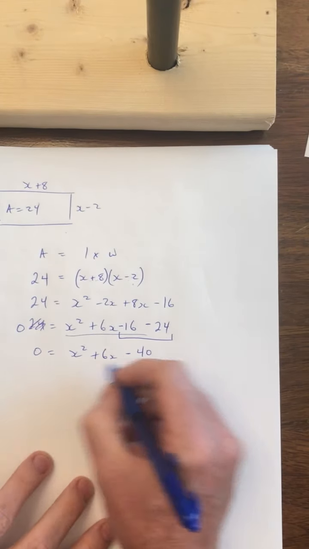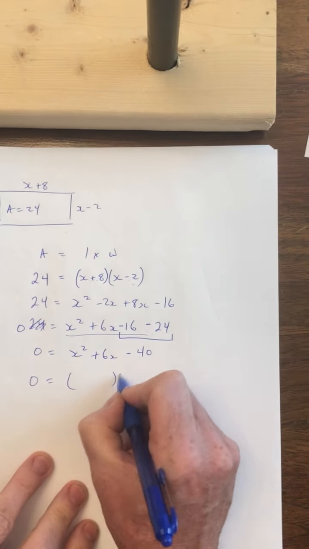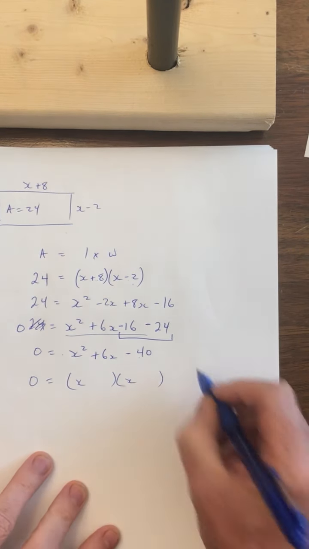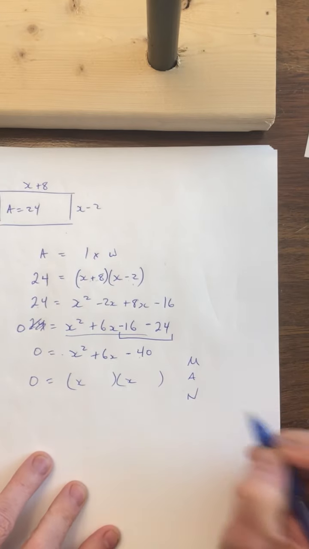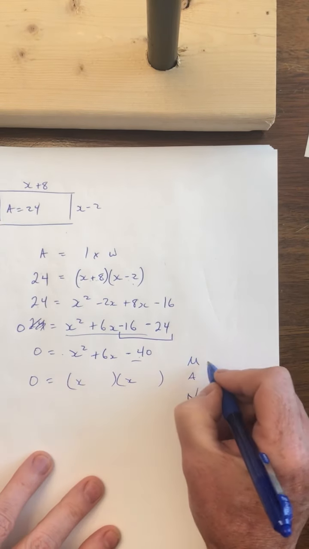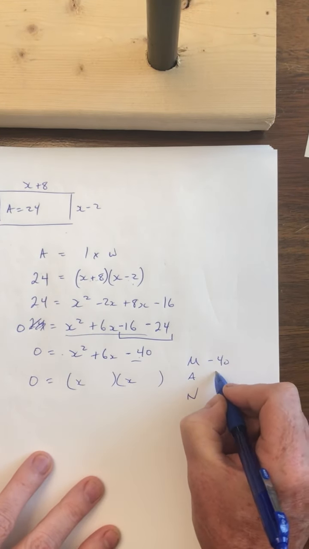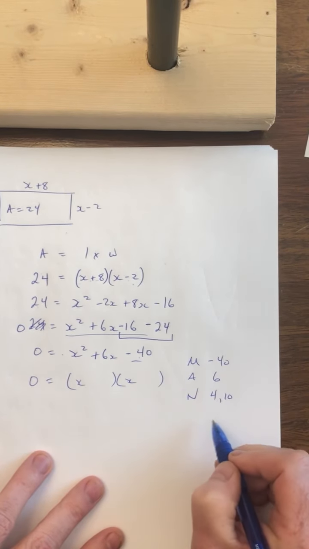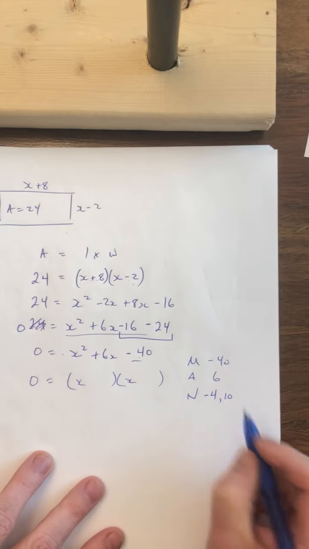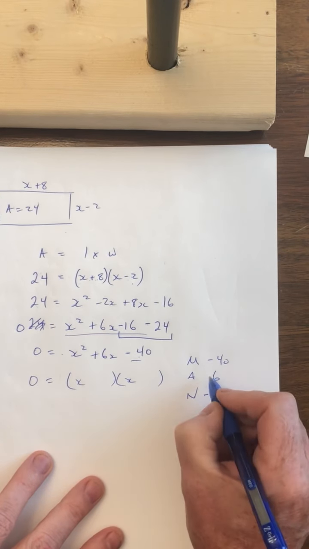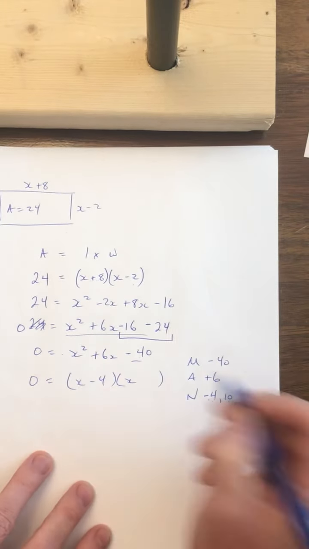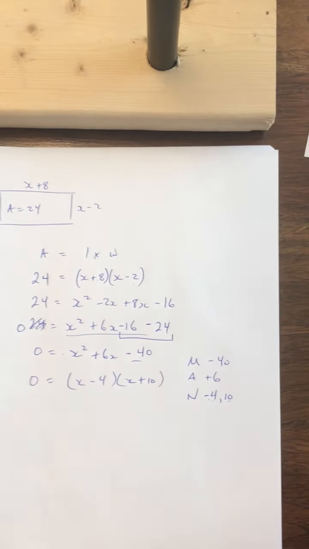All right, so now we can factor this out. a is equal to 1, so I can start with this. We have to multiply to minus 40 and add to 6. Our numbers are going to be 4 and 10. Minus 4 plus 10 is positive 6. Minus 4 times 10 is minus 40. So minus 4 and 10.